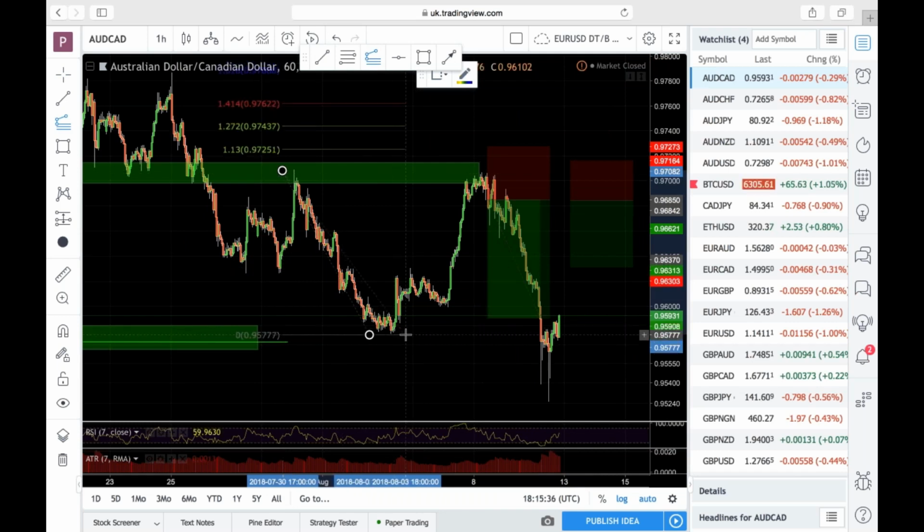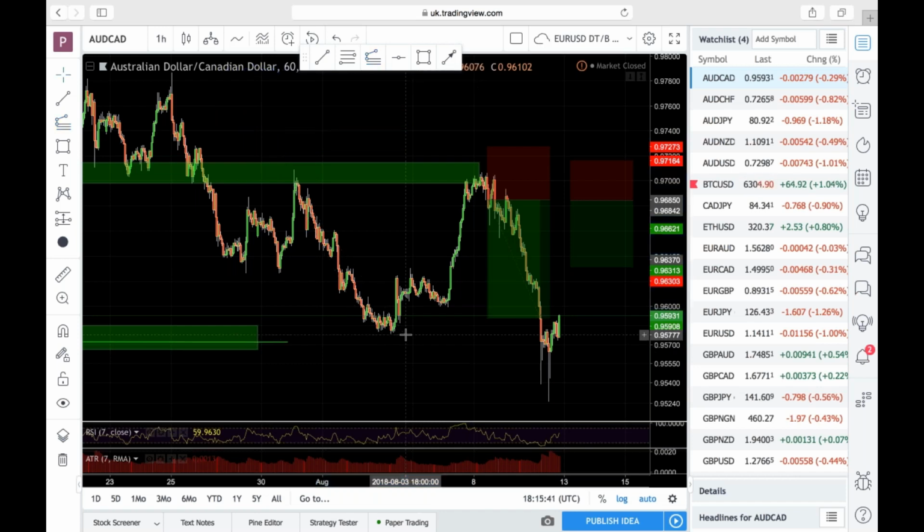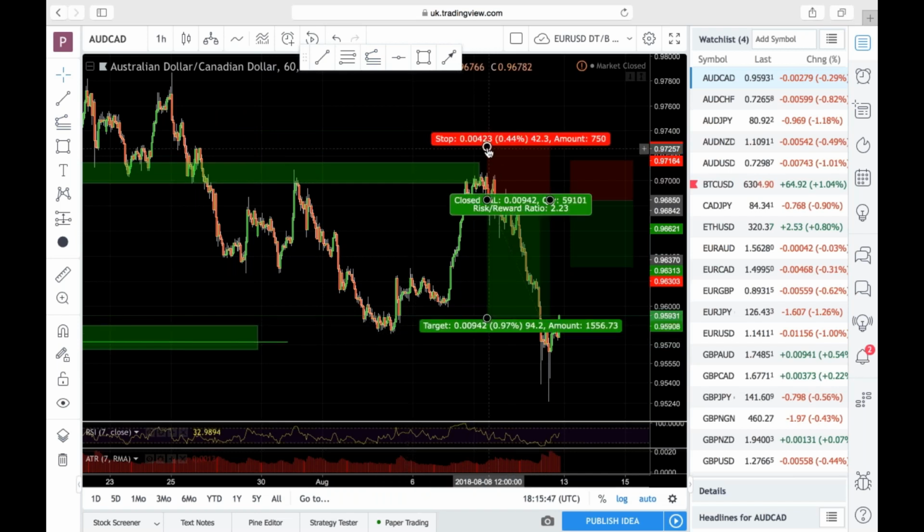Now there are so many ways to place a stop loss. You can use an 80-hour stop loss, an average true range stop loss. You can use the Fibonacci inversion stop loss. You can use a 20-pip stop loss. It all depends on your back testing results.